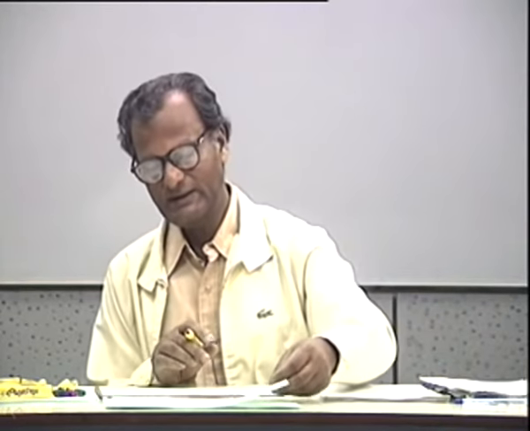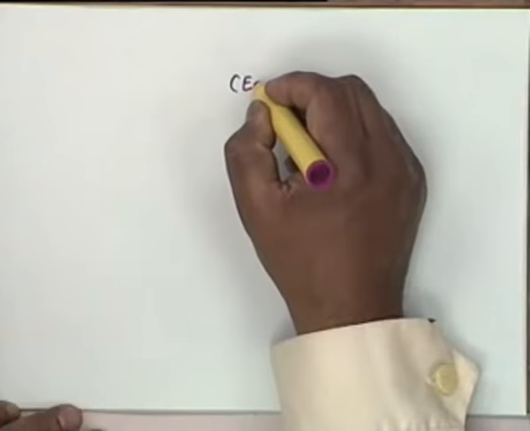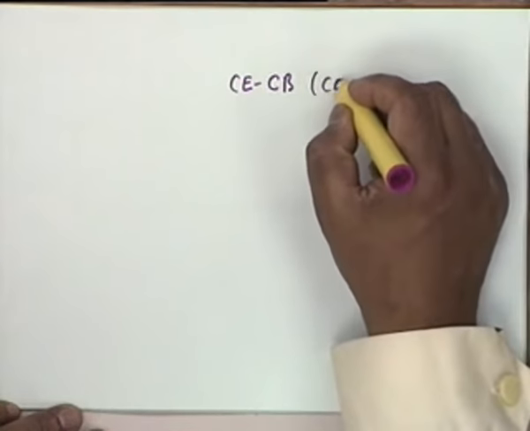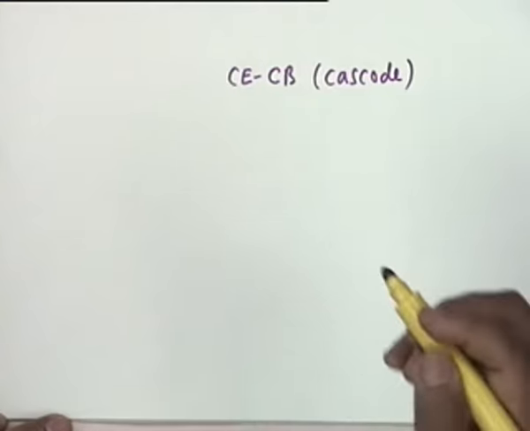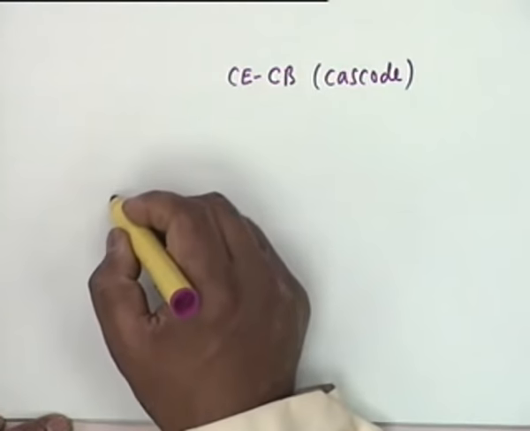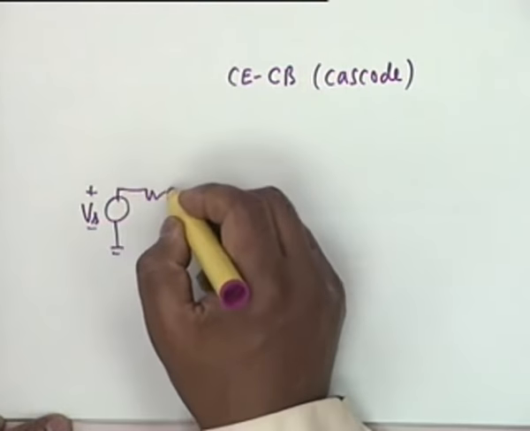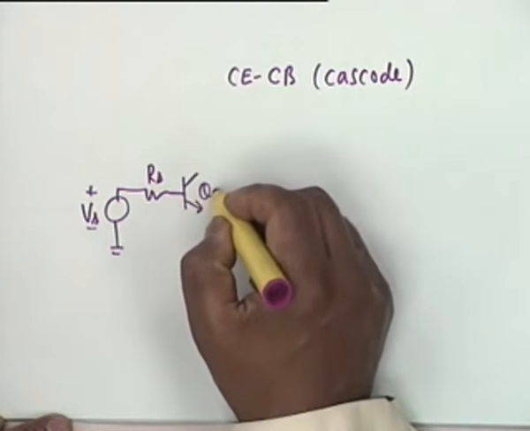The second circuit is a more interesting circuit. Once again, we have talked about this while talking about tuned amplifiers. This is the CE CB configuration, or the so-called cascode configuration. The circuit is like this. You have a VS, RS, Q1.